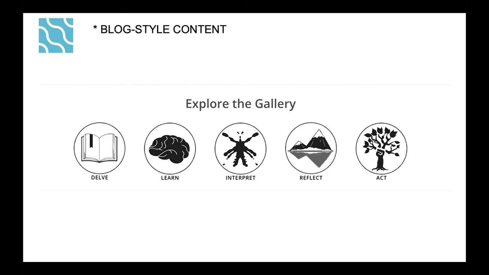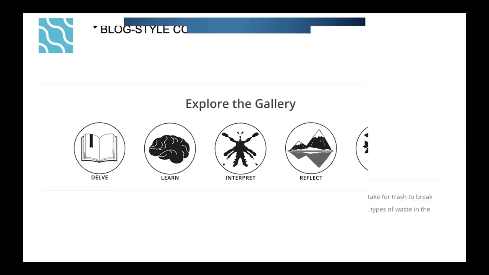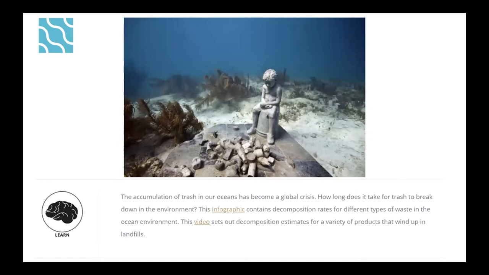And then finally, the Act icon, which highlighted and connected people to calls to action that were inspired by the artwork and the environmental themes that were addressed in the artwork. So here you can see an example of the Learn icon. This work, Inheritance by Jason, depicts a child looking at a trash pile on the ocean floor. The content that we paired with it is scientific information about the decomposition rates for different types of consumer waste products, whether in the ocean or in landfills. So it's an invitation for people to learn more about the issues raised in the artwork.